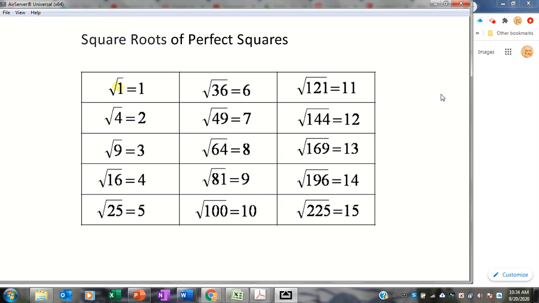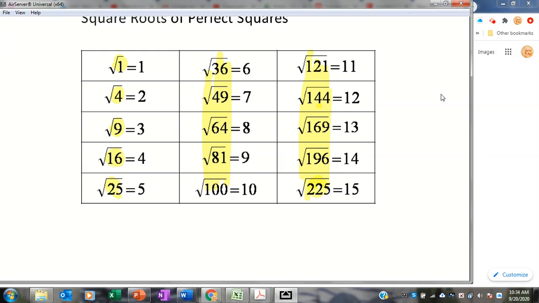So when you take the square root of 1, you get 1. When you take the square root of 4, you get 2. Take the square root of 9, you get 3. The square root of 16 is 4, and the square root of 25 is 5. And so on, you can see here. Here's the rest of the perfect squares that I'm highlighting. So there's your perfect squares and then your square roots of the perfect squares.